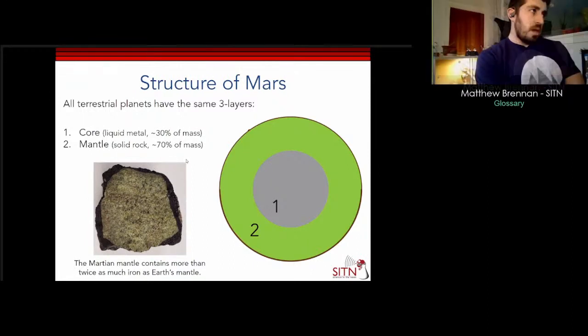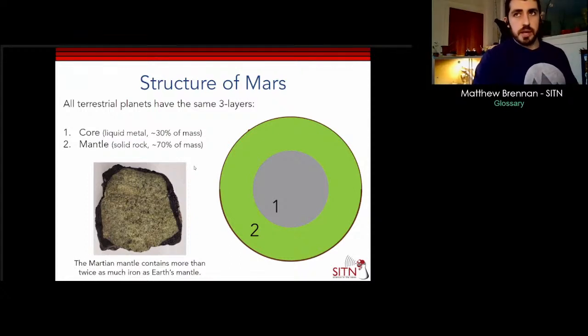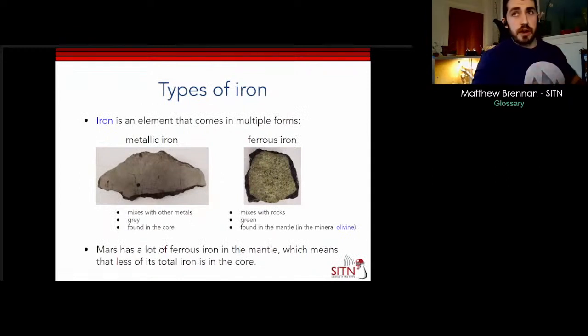And the difference between the Martian and Earth mantles is that the Martian mantle contains almost twice as much iron as the mantle of Earth. This might be confusing because I just said the iron was in the core. In fact, there are two types of iron.